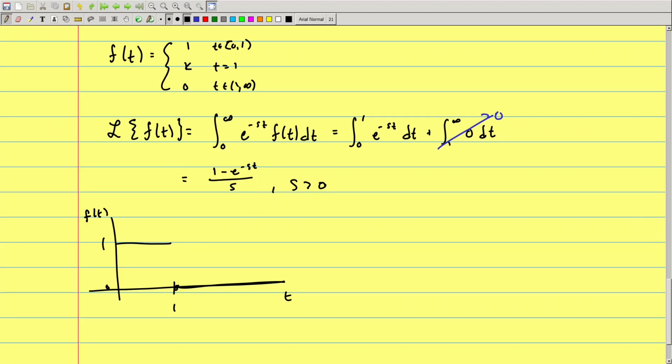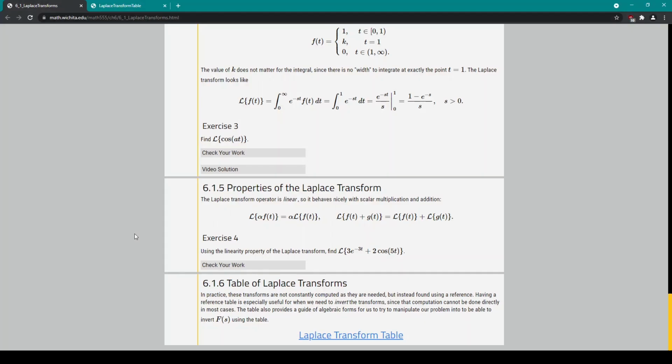Now, it is important, but not something that I want to spend all week on, to understand that there are lots of different functions that we need to make sure that we take the Laplace transforms for. Okay. There are a couple exercises that are done here for your benefit, so that you can look at them on the online notes.